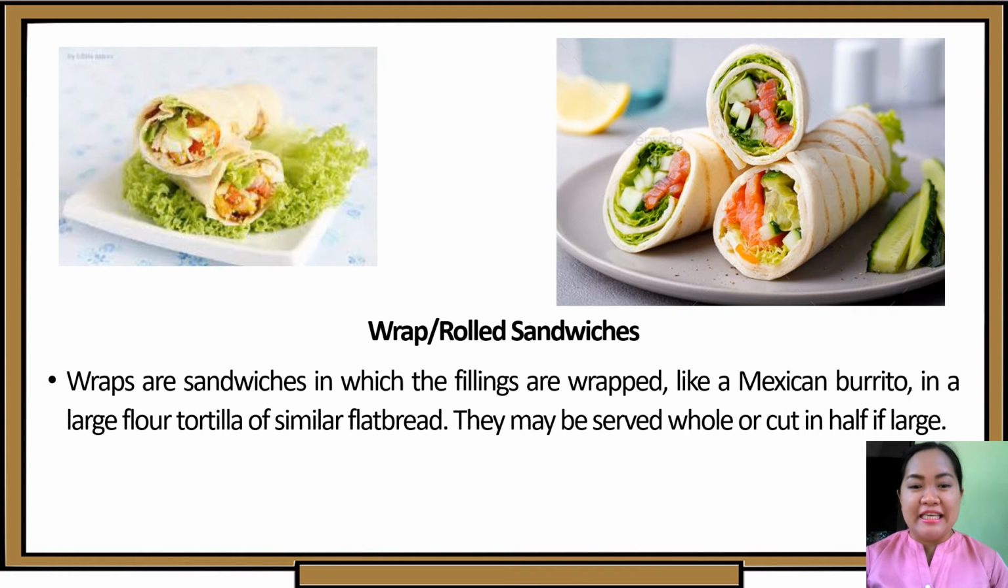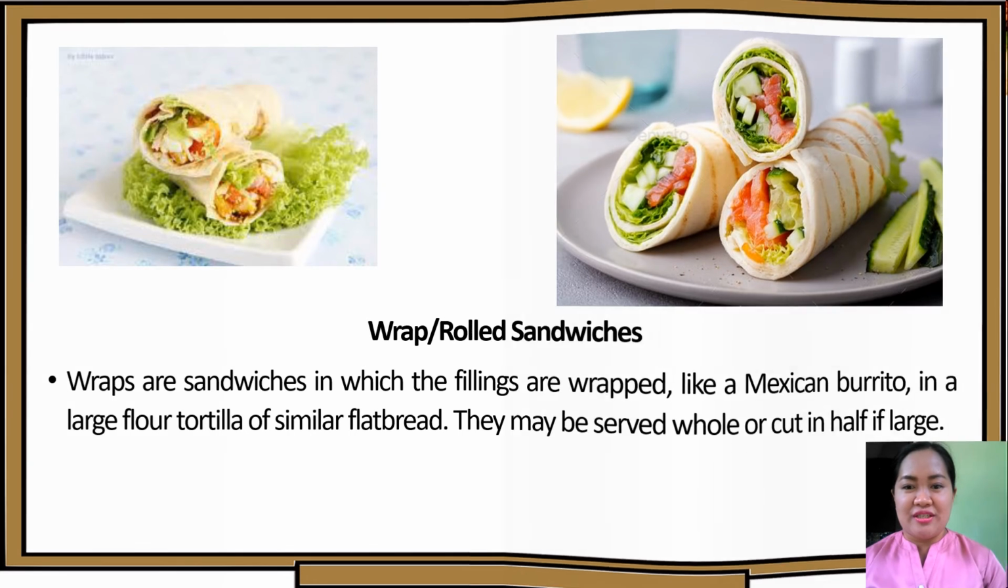Last but not the least are wrap or rolled sandwiches. They are also considered as cold sandwich. Wraps are sandwiches in which fillings are wrapped like a Mexican burrito in a large flour tortilla or similar flat bread. They may be served whole or cut in half if large. So those were the examples of hot and cold sandwiches, and I hope you learned a lot from our discussion today.